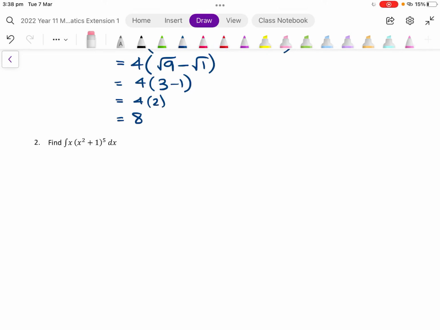So we're going to find the integral of x lots of (x squared plus 1) to the power of 5. What we have to do here is use the chain rule formula that is on our reference sheet. This formula is the integral of f dash x times f(x) to the power of n, which is equal to 1 over n plus 1 of f(x) to the power of n plus 1, plus c.